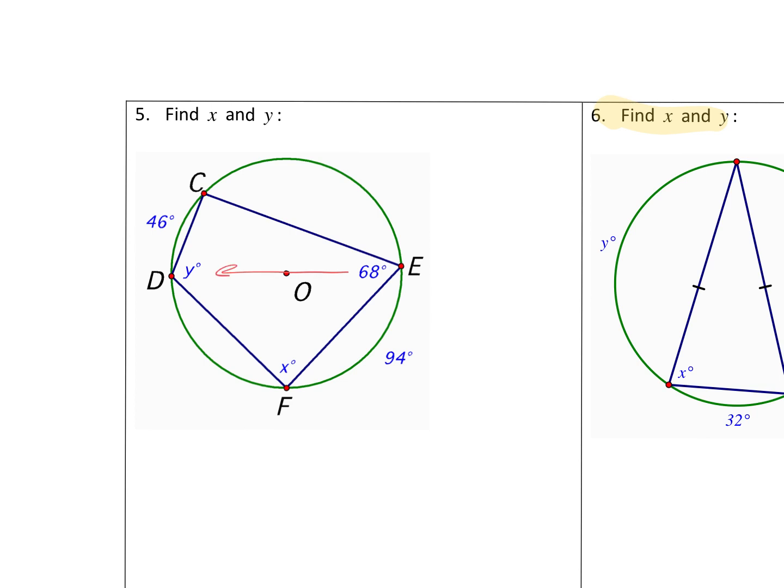So 68 and y are supposed to make 180, so this has to be 112. Also, x and that one over there, the angle at C, have to make 180. But I don't know much about those yet.